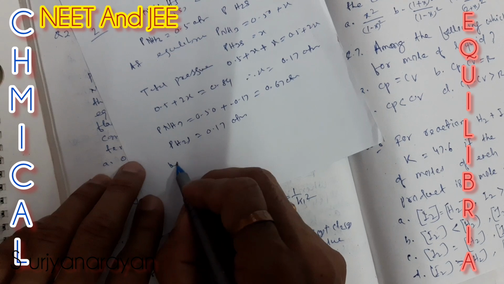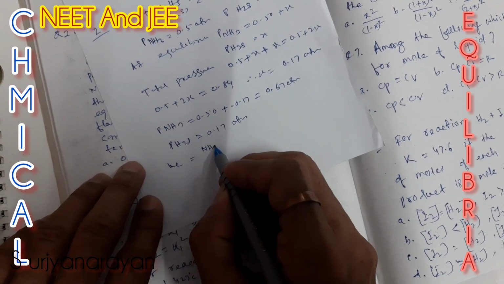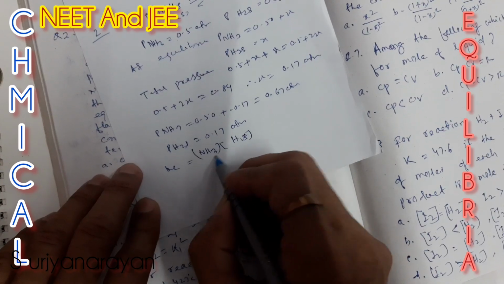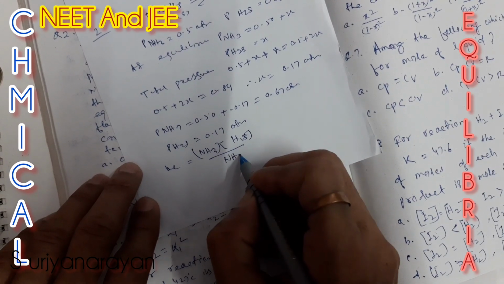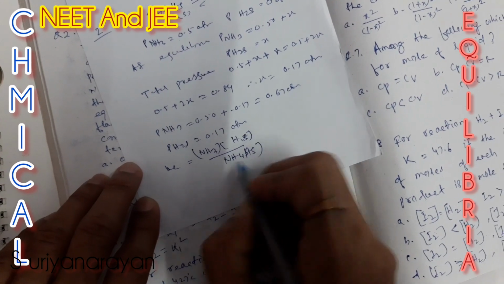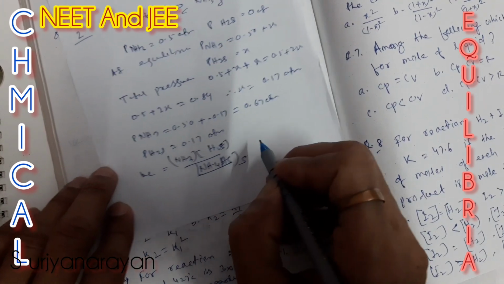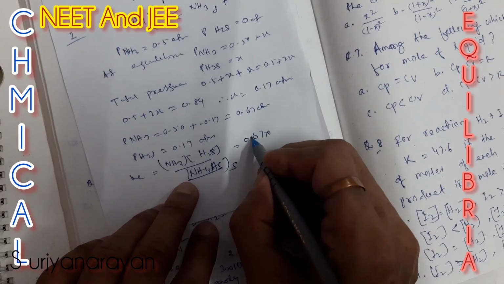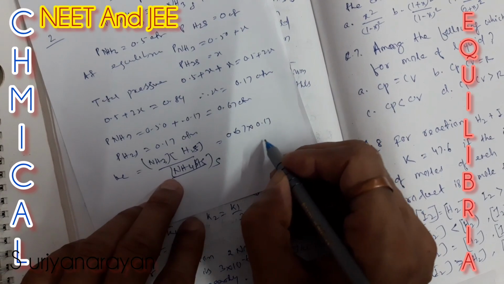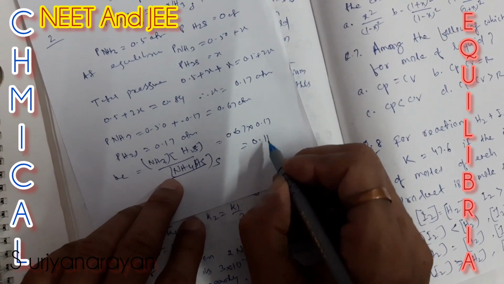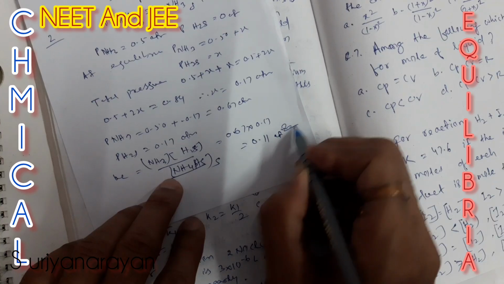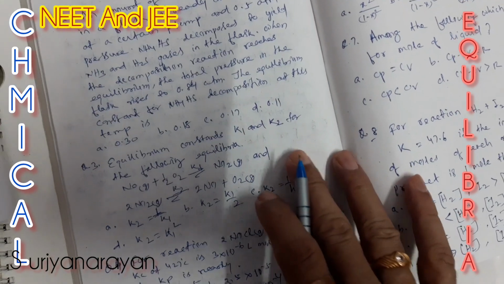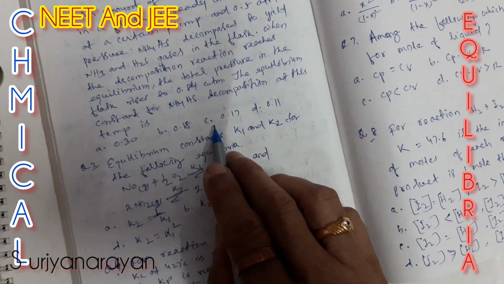So Kc is equal to ammonia concentration multiplied by H2S concentration divided by ammonium bisulfide. It is solid, so it is not taken. So only 0.67 multiplied by 0.17, so you will get 0.11 atmosphere square. So you are getting what? Choice C is the correct answer.